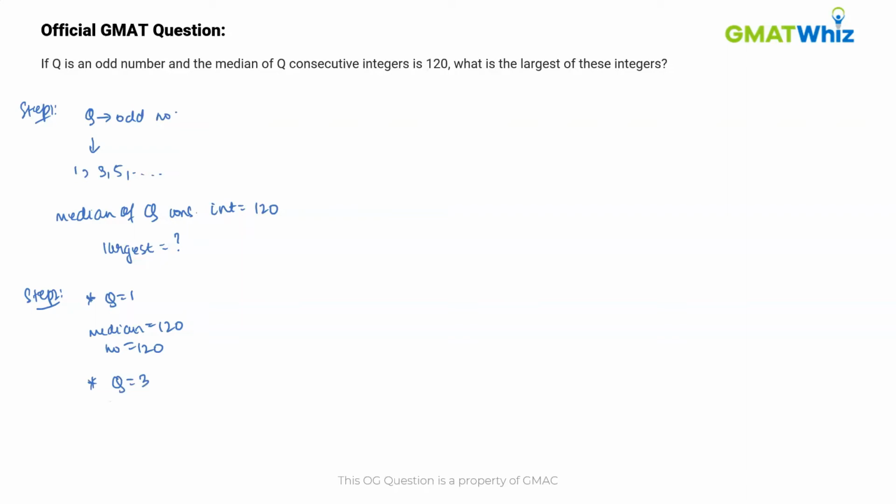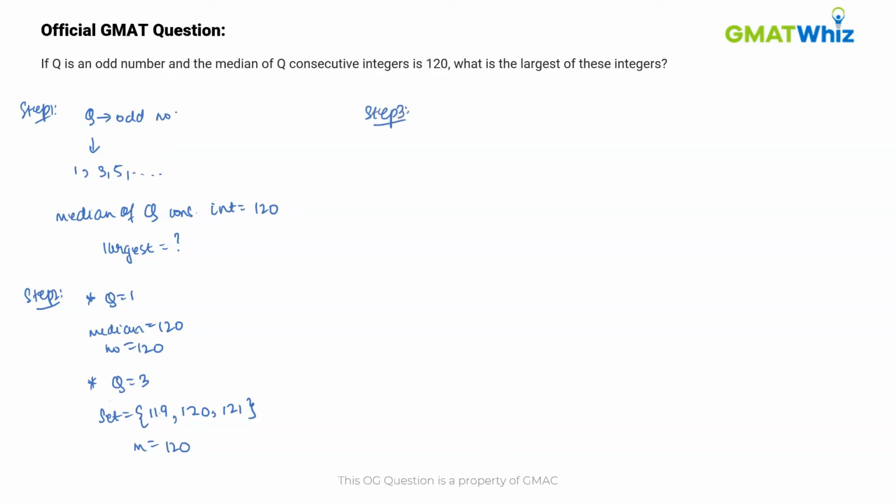Then we also have to keep in mind that the median of 3 consecutive integers should be equal to 120. That means we can take the set of the numbers as 119, 120 and 121. So here the median will be equal to 120. Now, if we find out for q is equal to 3, we can generalize it for q is equal to 5, 7 and 9 and so on and conclude the answer, which we do in step 3.